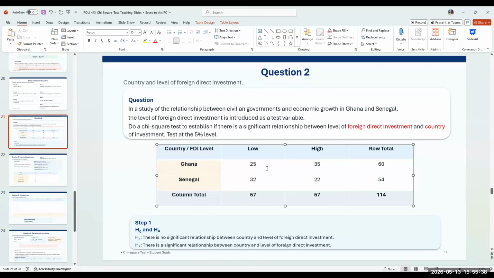George. The row total is 60. And what is the column total for 25? That's 57. Good, thank you.